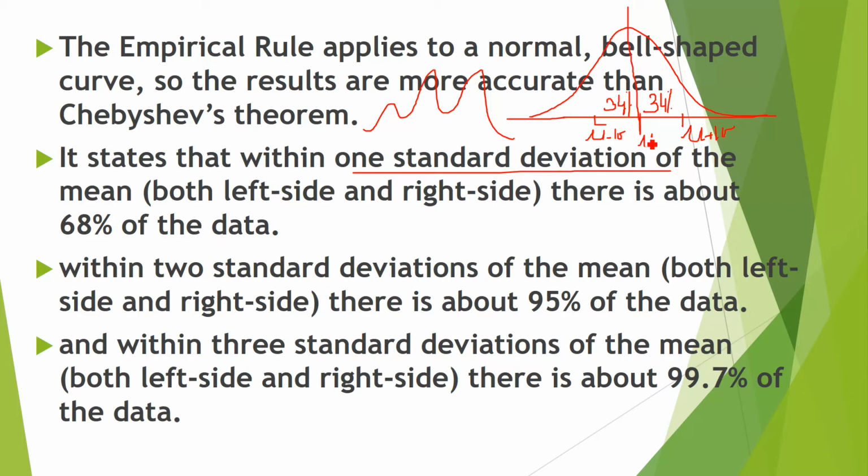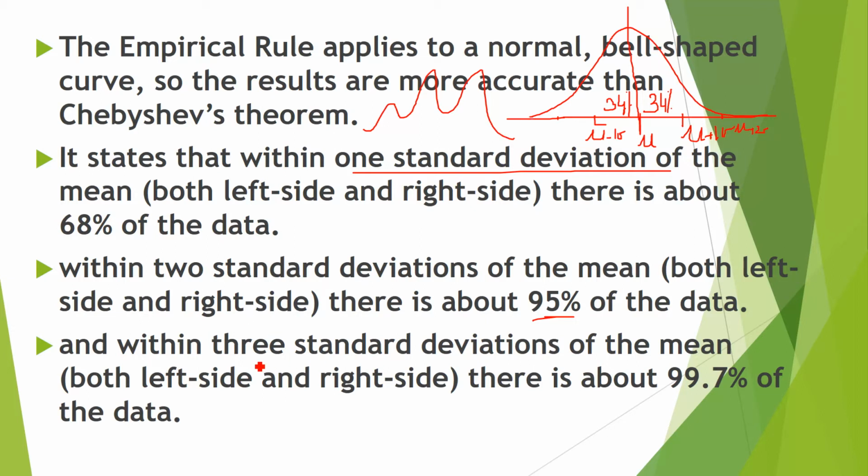This is the mean. Within two standard deviations of the mean, both left and right sides, now here and here, it will be mu minus 2 sigma here and mu plus 2 sigma here. 95% of the data you will see on both sides, half here, half here. You will not see that 95% on the right hand side only, or 95% of the data distributed on the left hand side. It is equally distributed on the left hand side and the right hand side. Then we will get the curve in the form of a bell shape.